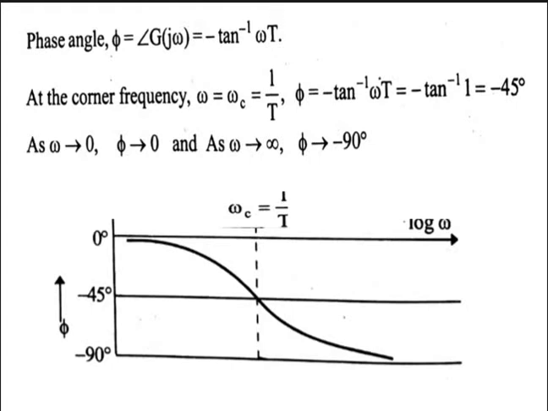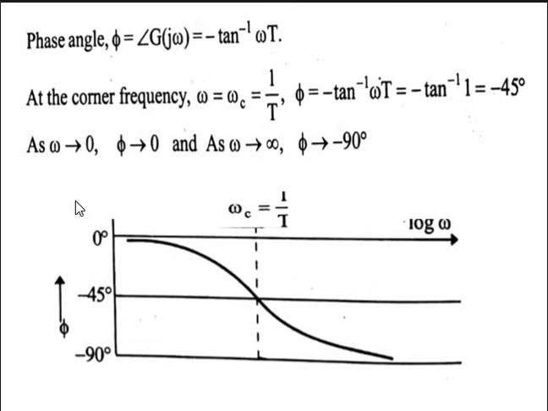So the phase angle phi is equal to the angle of G(j omega), that is the formula, minus tan inverse of omega T. So we substitute different omega values. Here omega c is equal to 1 by T, which is nothing but the corner frequency, so here also the corner frequency is required. At the corner frequency, omega is equal to omega c, that is 1 by T. Substituting this value, phi is equal to minus tan inverse of omega T, which is minus tan inverse of 1, since T cancels, that is equal to minus 45 degrees. So at the corner frequency the phase angle is minus 45 degrees.